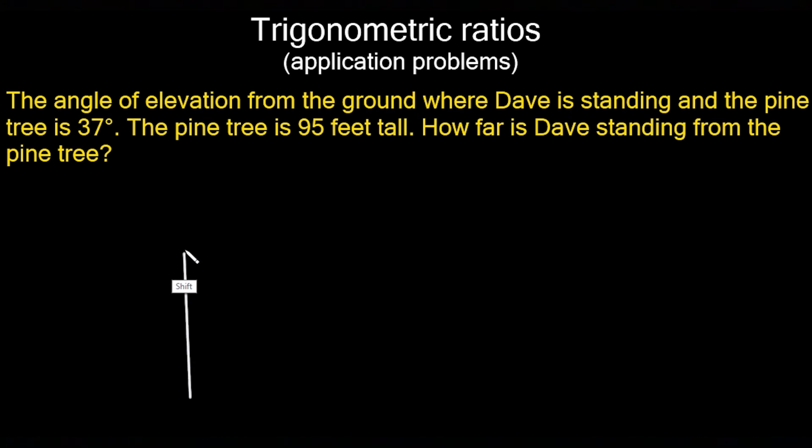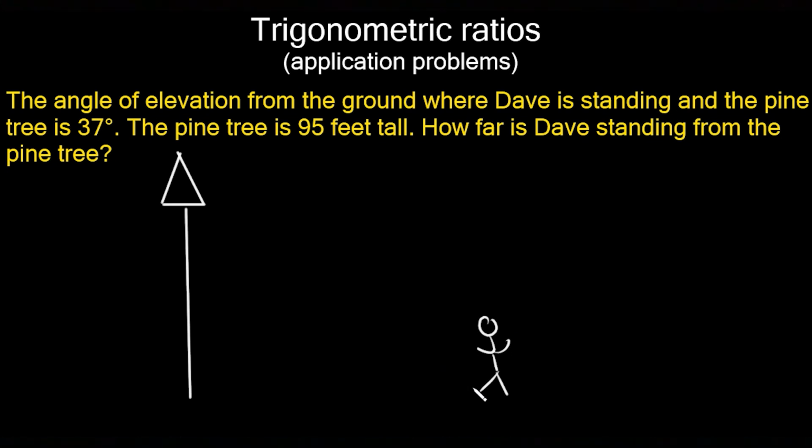So here's my pine tree. I'm just going to draw a triangle on top for the top of the tree. There we go, right? And here's Dave. I'm going to put Dave over here. Okay, there he is. And it says that the angle of elevation from the ground where Dave is standing to the pine tree is 37 degrees.